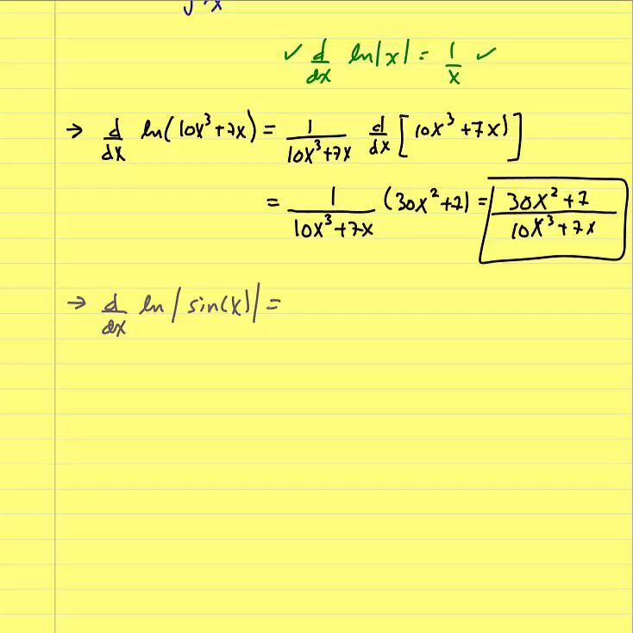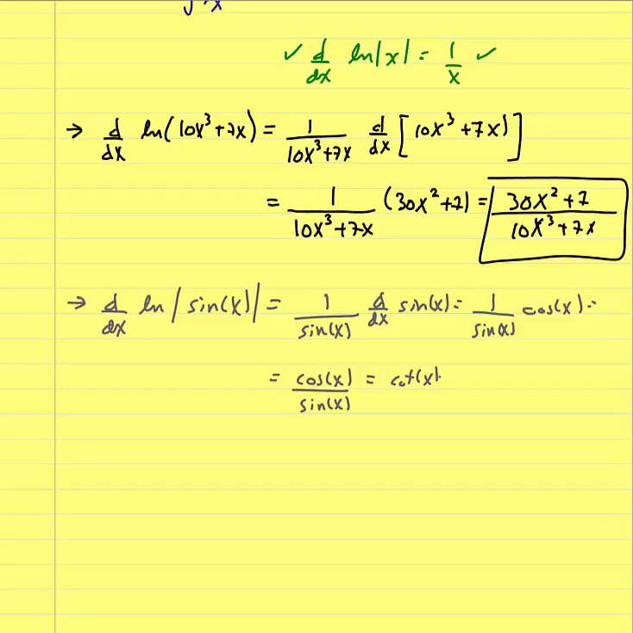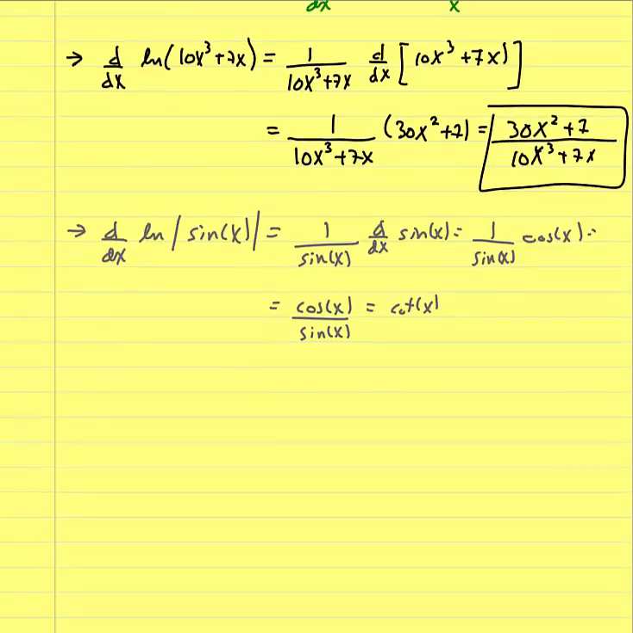So the derivative of the natural log of an argument is 1 over your argument, so 1 over sine of x, times the derivative with respect to x of the sine of x. And of course the derivative of sine is cosine. And I could write this as cosine of x over sine of x. Cosine over sine is the same as cotangent. So I could simplify it completely down to cotangent. So again, 1 over u times u prime.